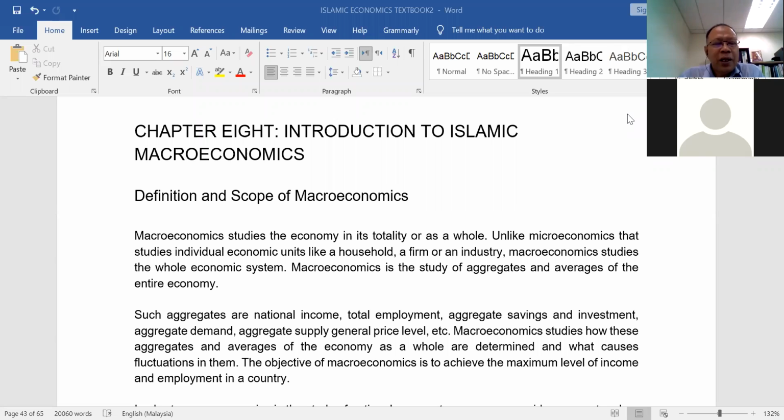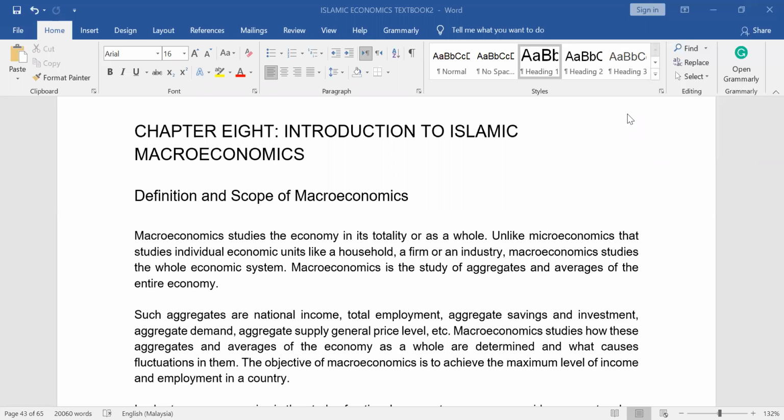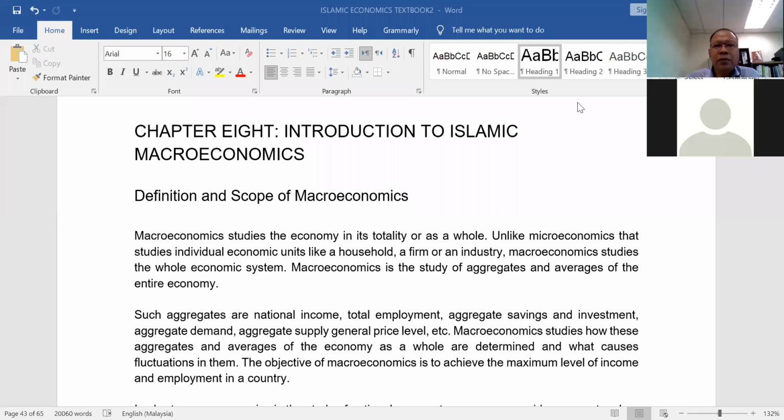Today's topic, we go back to chapter 8, introduction to Islamic macroeconomics. So we try to quickly review what is macroeconomics.